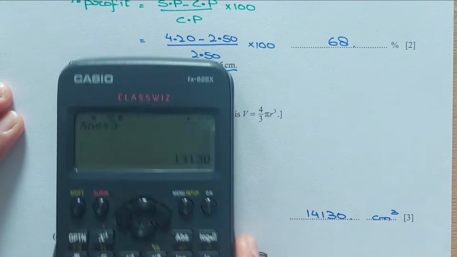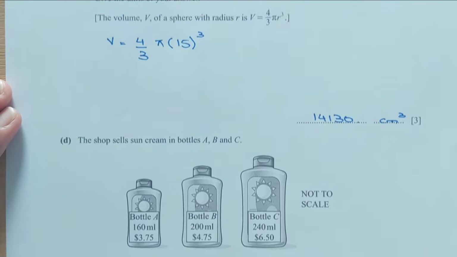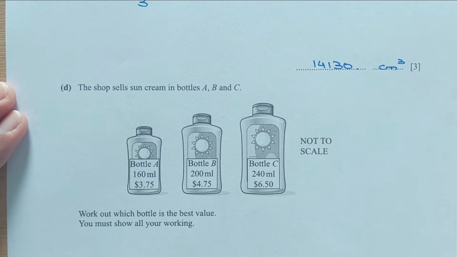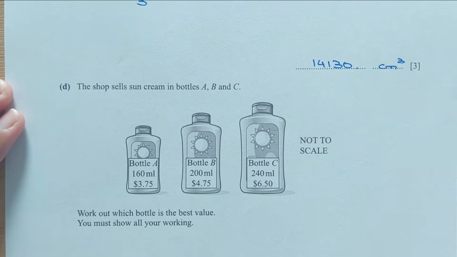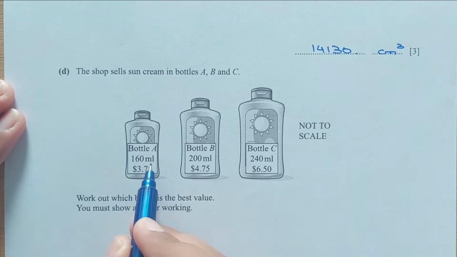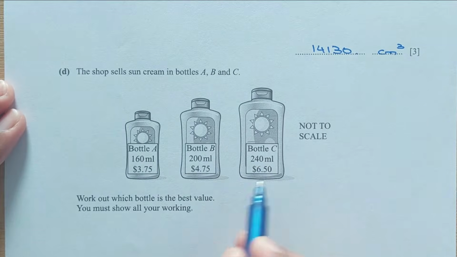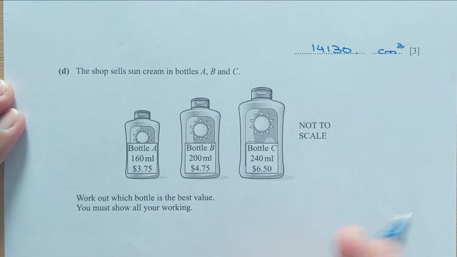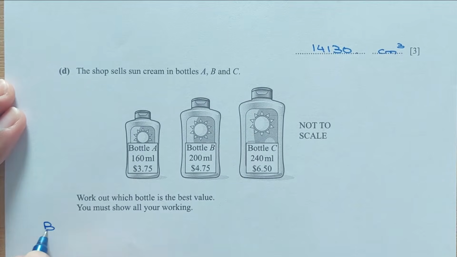14130 centimeter cube. Right. Now for part D, the shop sells sun cream in bottle A, B, and C. Work out which bottle is the best value. You must show all your working. Okay. So bottle A is 160 ml, bottle B 200 ml, bottle C 240 ml, and the price is given. So we need to find the price of 1 ml for each bottle, right? Okay, so let's start with bottle A.